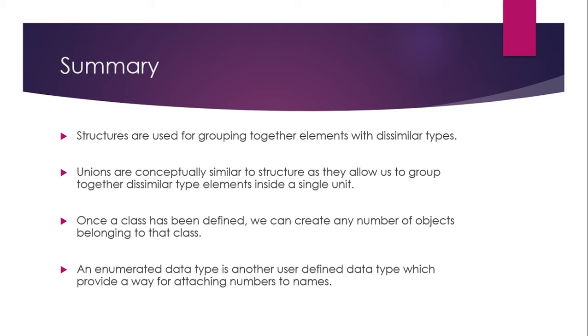Next, union. Union is similar to structures, as they allow us to group together different types inside a single unit. In class, once a class has been defined, we can create any number of objects belonging to the class. Any number of objects can be created inside the classes. Enumerator data types, any numbers can be attached to the names.